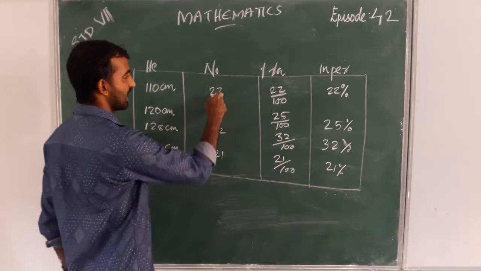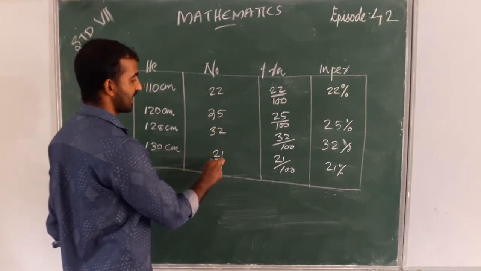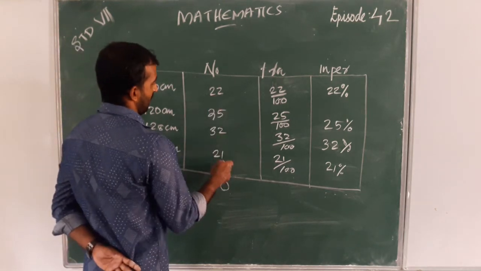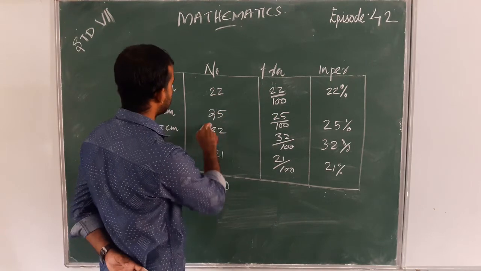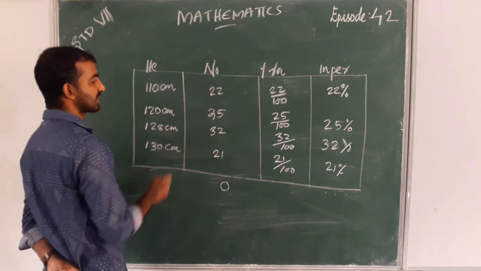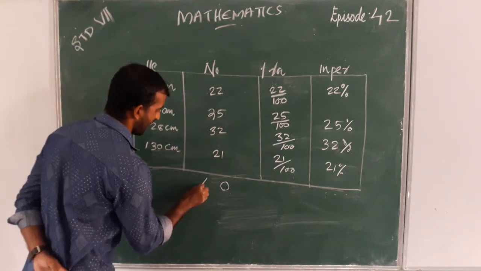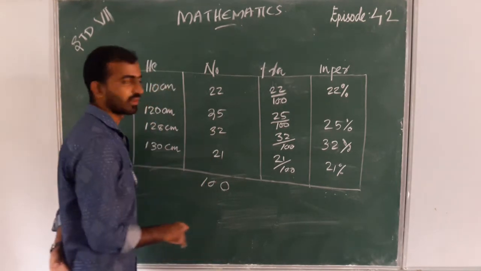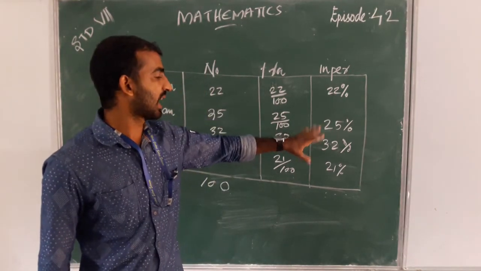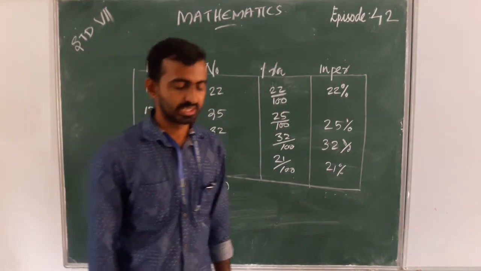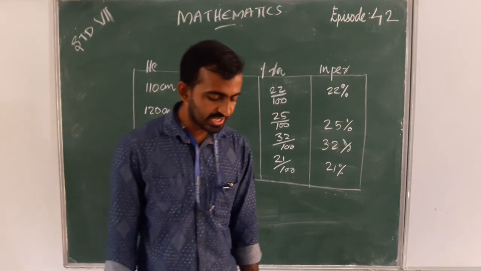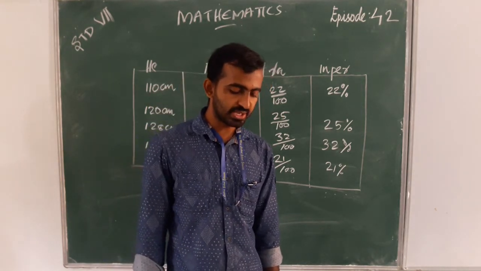What is the total of this? 2 plus 5, 7, 7 plus 2, 9, 9 plus 1, 10. And 2 plus 2 plus 3 plus 2. 2 plus 2, 4, 4 plus 3, 7, 7 plus 2, 9, and 1 is also there. That is 100. Total is 100. When we add these percentages, we also get 100. Is it? Yes.